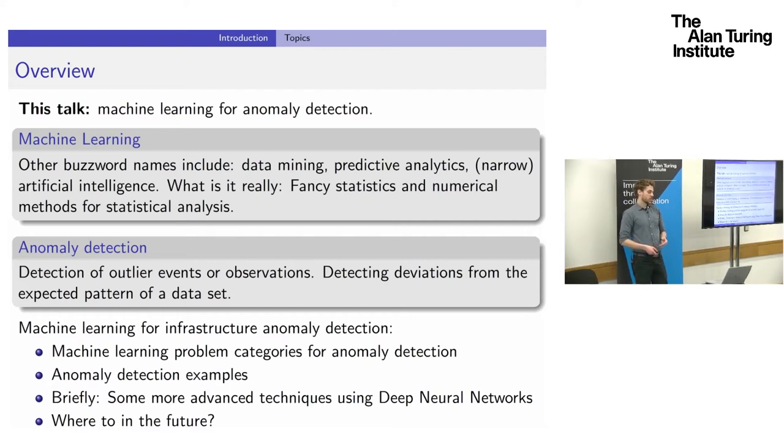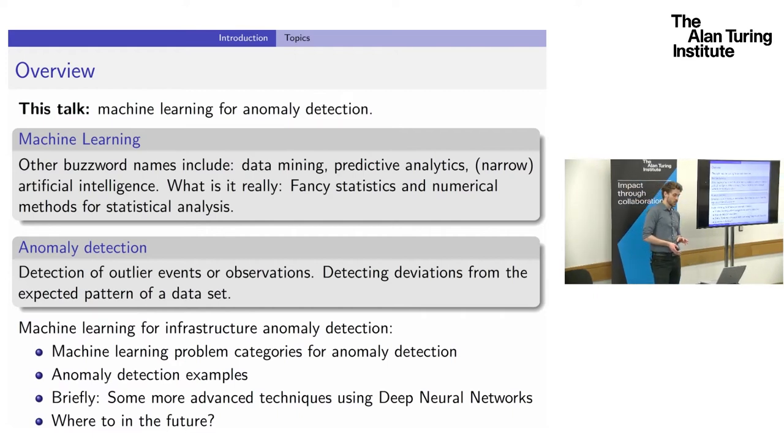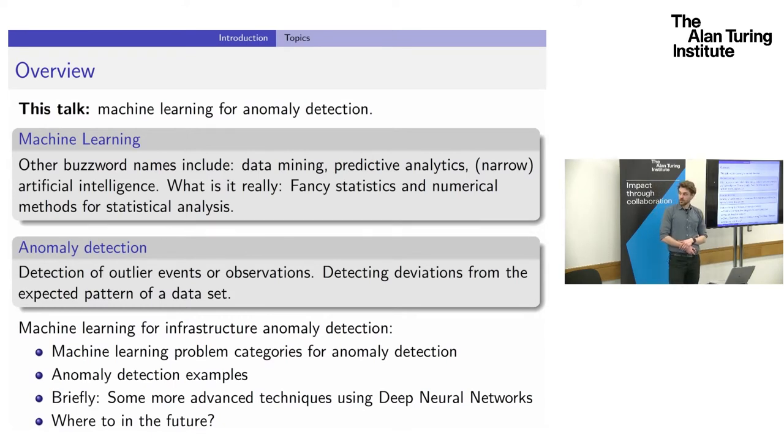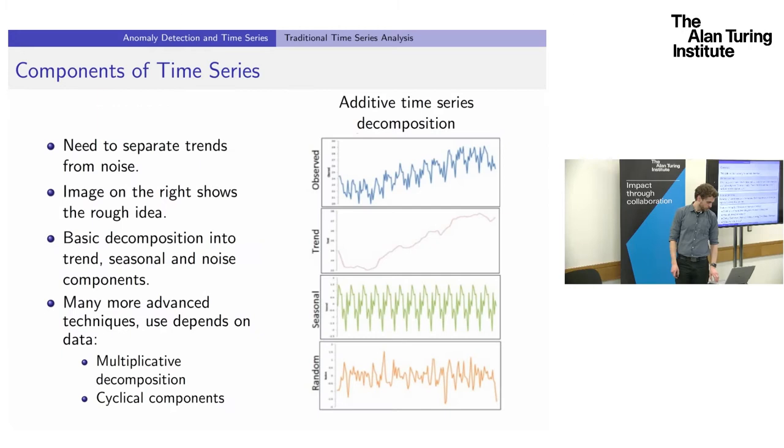And anomaly detection, there's some philosophical problems in how you define what an anomaly is, but the introductory definition is detection of outlier events or observations, detecting deviations from the expected pattern of a data set. So things I'll cover, just some background on time series analysis and anomaly detection, and then some examples throughout the talk and how this relates to machine learning.